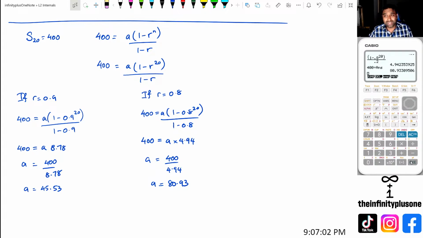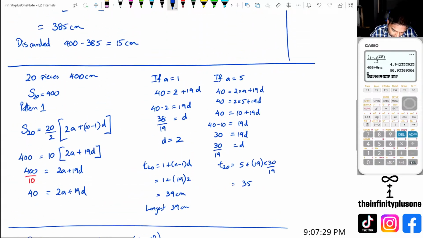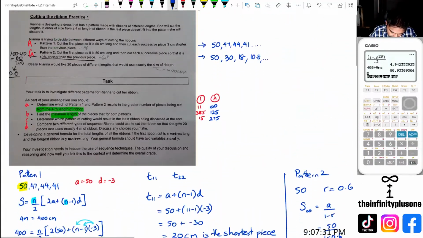All right, and don't forget to actually explain it in words, guys. I'm just being lazy here. But I would actually write a sentence saying that if A is 45.53 and it reduces by 10%, then the sum of 20 pieces would equal 400. Likewise, if A is 80.93, then the ratio reduces by 20%, and after 20 cuts it's going to equal 400. Okay, so that's pretty much part D done there.